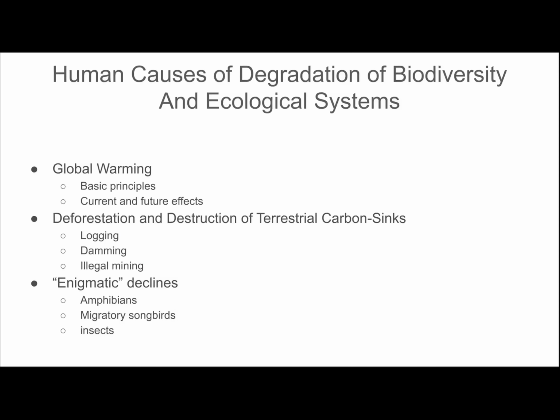The last cause of degradation of biodiversity that we'll talk about are these enigmatic declines. And these are declines that don't have a very well understood or a single root cause, but again, I put that in quotes because they usually always end up being caused by humans in one way or another.